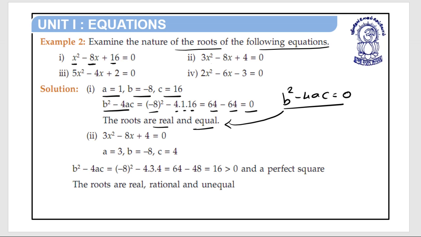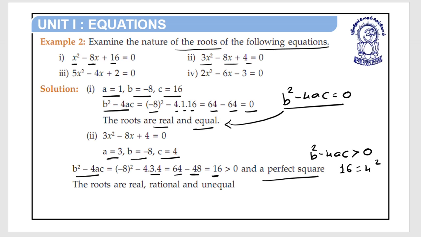Second one is 3x square minus 8x plus 4 is equal to 0. So A is equal to 3, B is equal to minus 8 and C is equal to 4. B square minus 4AC. So minus 8 square minus 4, A 3, C 4. So 64 minus 48 is equal to 16. Here B square minus 4AC is greater than 0, and 16 is a perfect square of 4. So it is a perfect square. So the roots are real, rational and unequal.